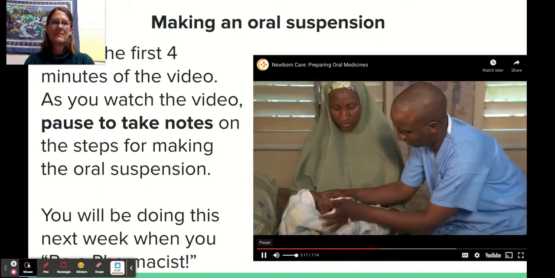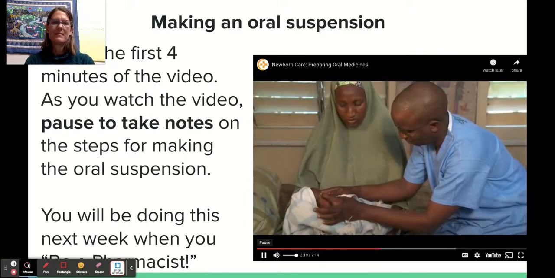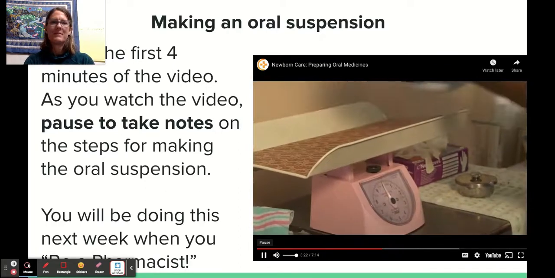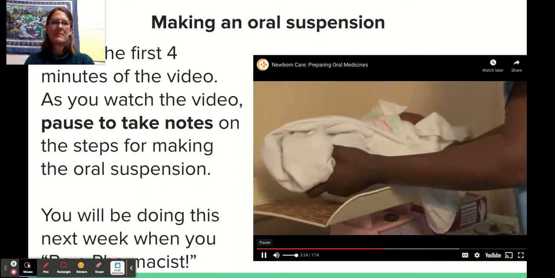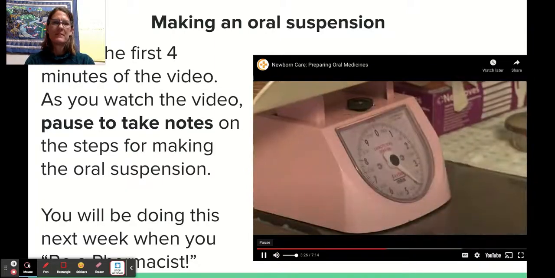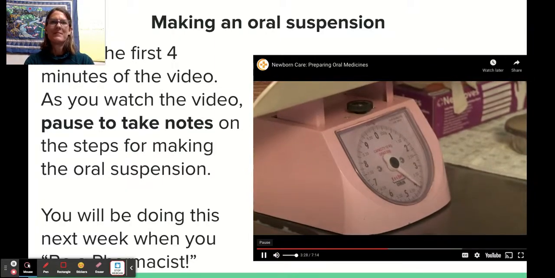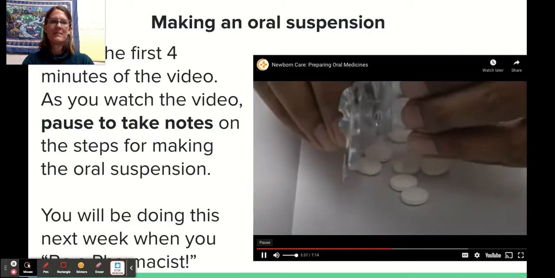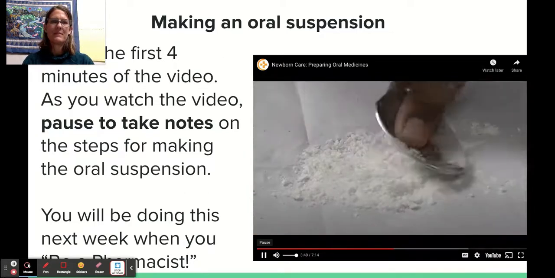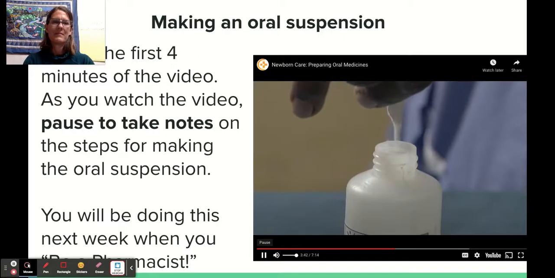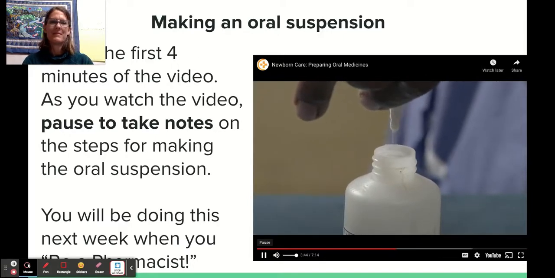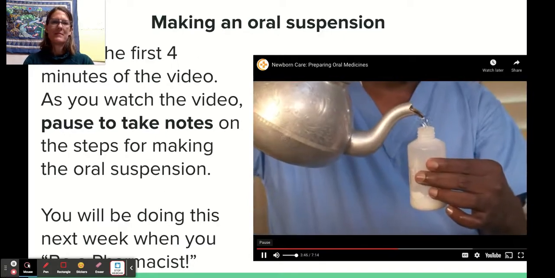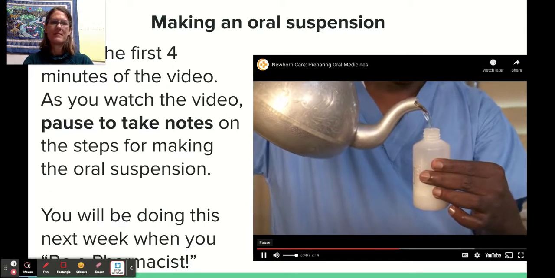This baby has a serious eye infection and needs erythromycin. As before, get an accurate weight for the baby. She weighs 4 kilos. To make the suspension, you need to mix 7 tablets in 75 milliliters of clean water. Take out the tablets and grind them to a fine powder. Now, add 75 milliliters of water that has been boiled and cooled.